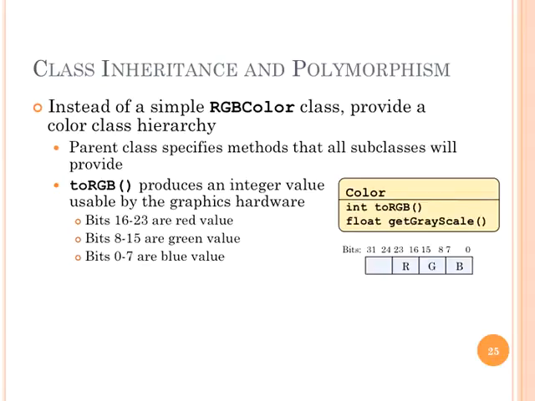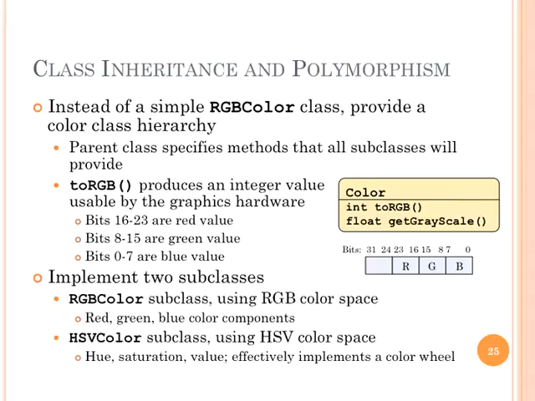So toRGB will pack the color up so that we have values 0 to 255 for red, 0 to 255 for green, 0 to 255 for blue. This is a very common way that graphics hardware receives colors and then manipulates them. The top byte is often used for alpha blending so that you can have transparency or translucency as well. And then we have getGrayscale, which takes that color and just turns it into a black or white grayscale value. And then we'll have two subclasses of this.